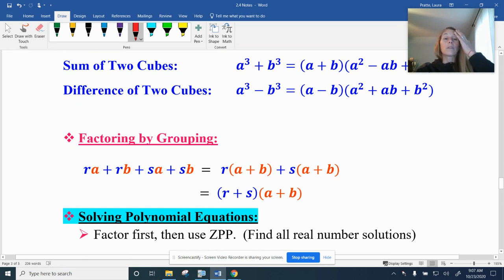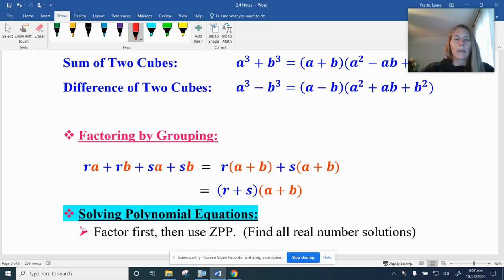Now, when we solve polynomials using factoring, obviously we're going to factor first, and then we're going to use zero product property to find all the real number solutions. We can also find imaginary solutions too, and I'll talk about that a little bit, but we'll get more into detail with those types of solutions in a few minutes, okay?